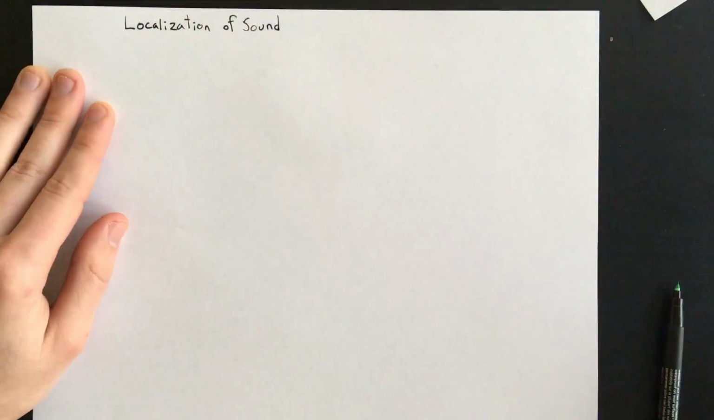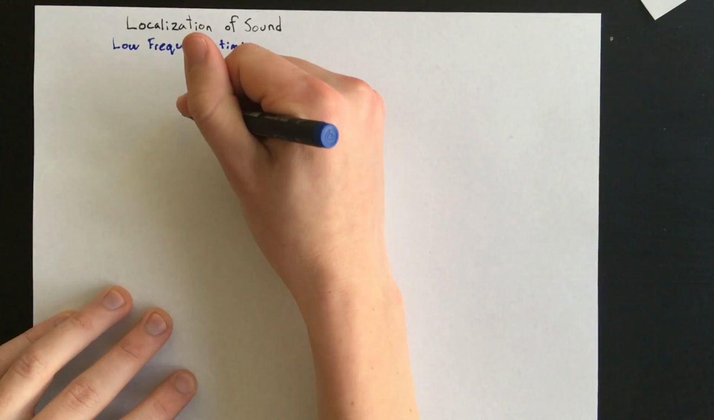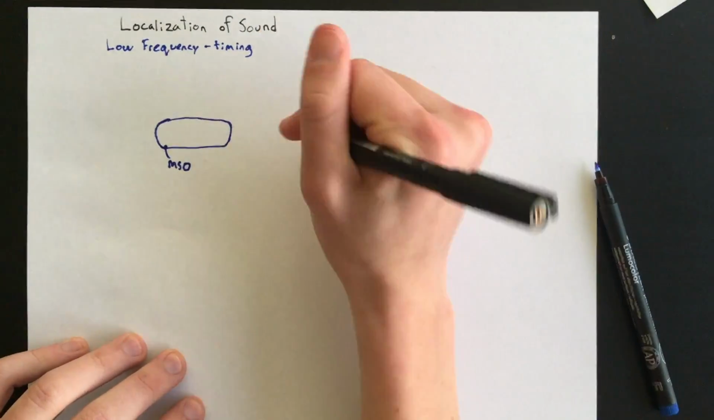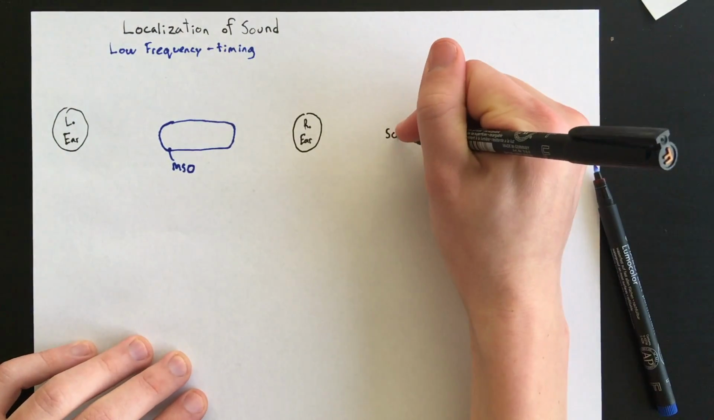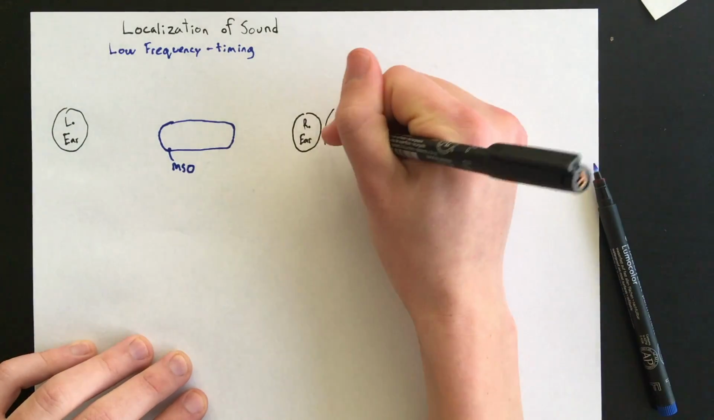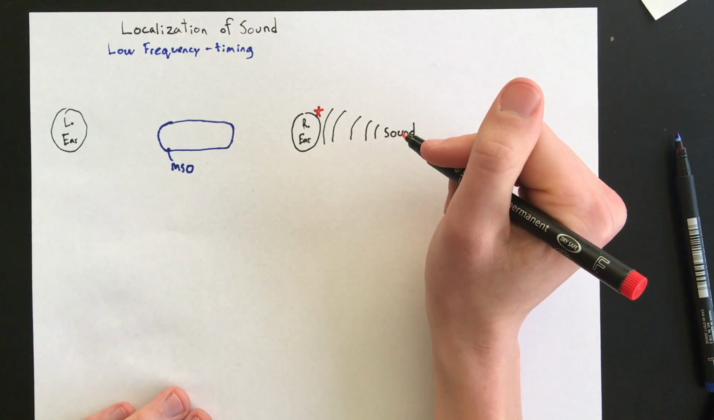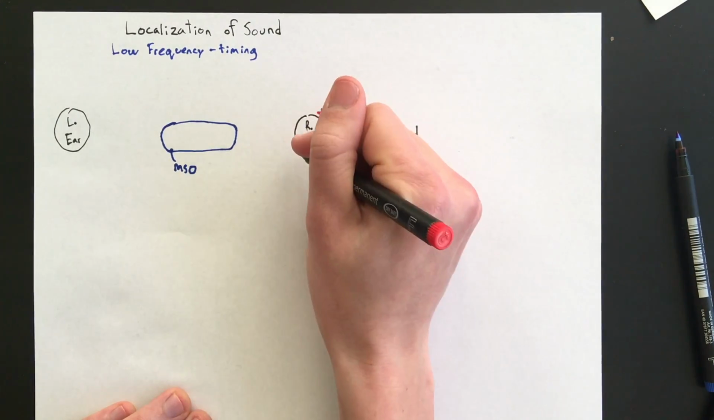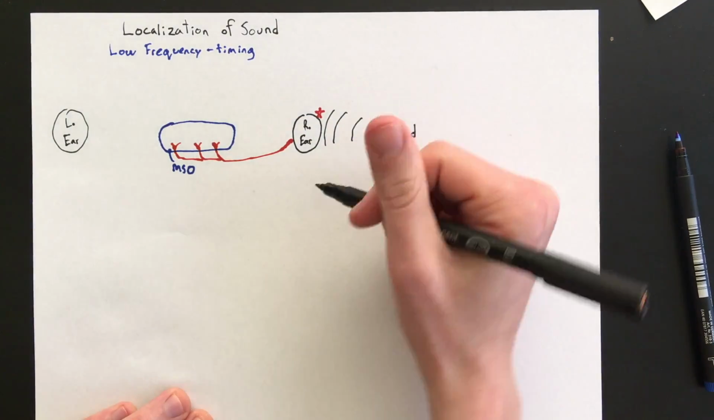Moving on to localization of sound now. There are effectively two mechanisms by which we are able to relay the signal to our brain of where things are perceived in space when we hear them. We segregate low frequency and high frequency sounds. The perception of our low frequency sounds in the space around us utilizes the timing of different sounds and is transmitted to the medial superior olive.